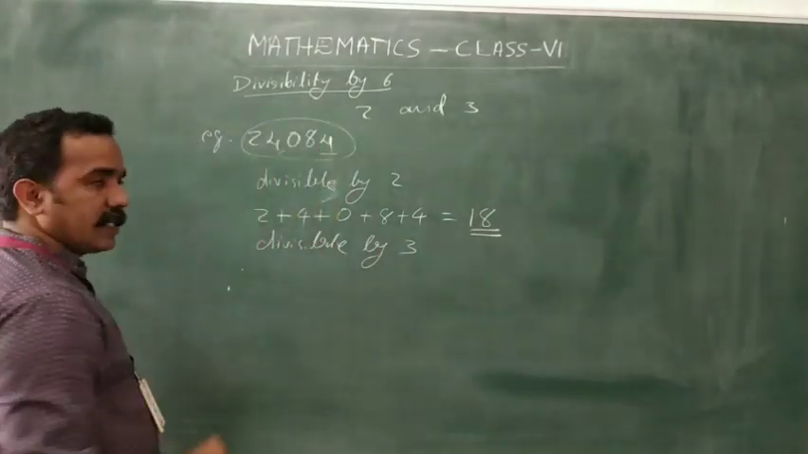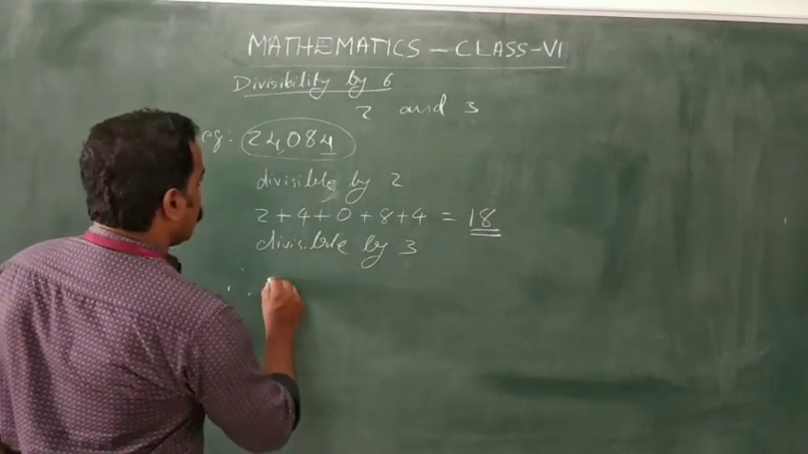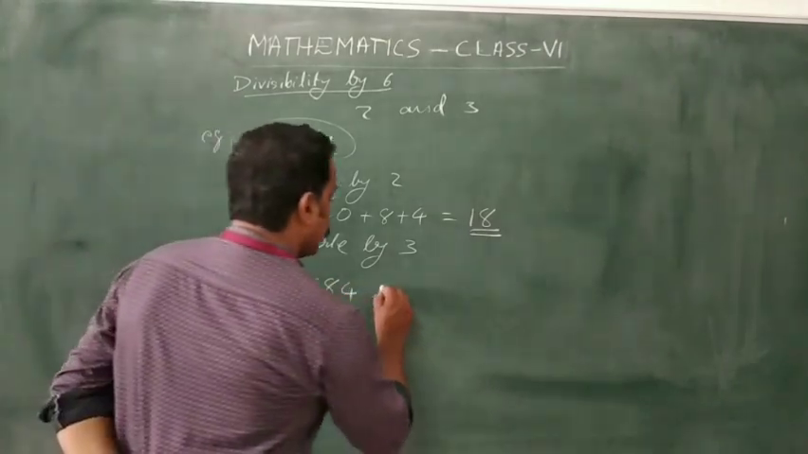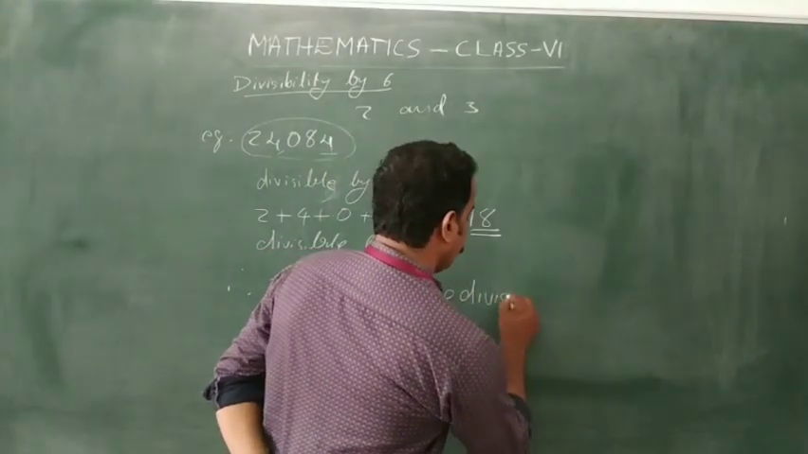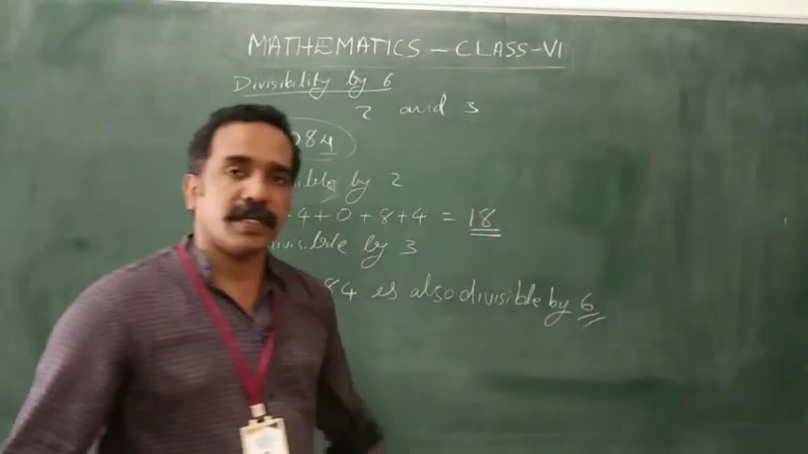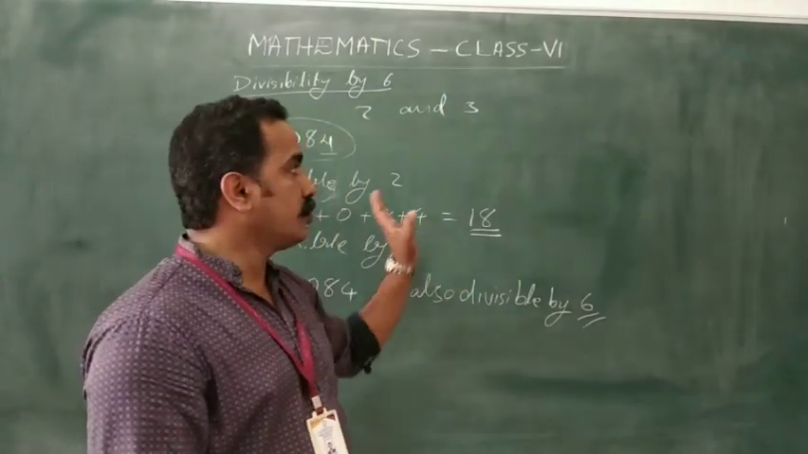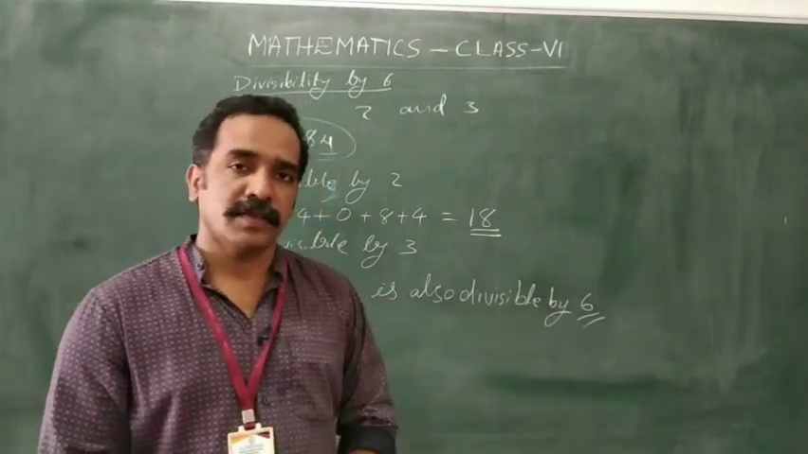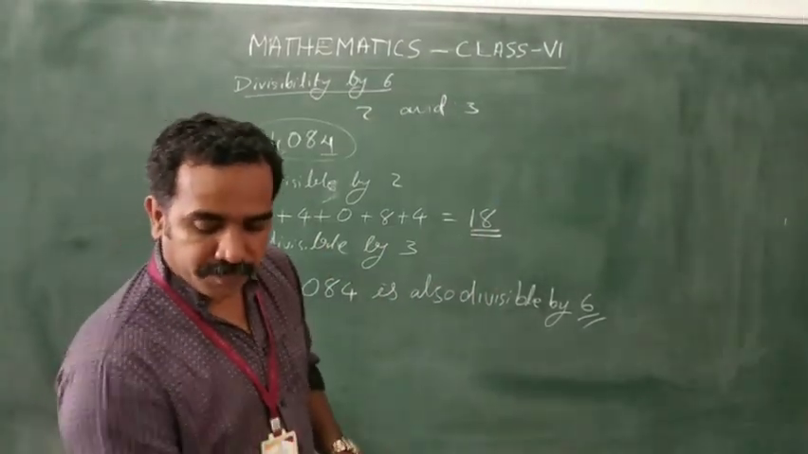Therefore, it implies that 24,084 is also divisible by 6. So that is the divisibility test for 6. If a number is divisible by both 2 and 3, then that number is also divisible by 6. Okay, now let us see the divisibility test for 4.